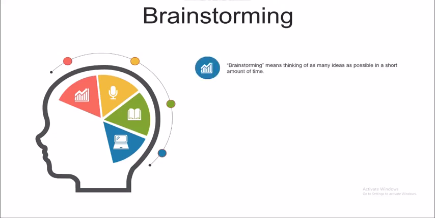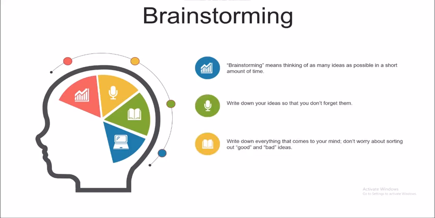Brainstorming means thinking of as many ideas as possible in a short amount of time. We should write down our ideas so that we don't forget them. We write everything that comes to our mind. We don't worry about sorting out good and bad ideas. Of course, we don't worry about spelling or grammar. So brainstorming means writing everything that comes to our mind, all the ideas.